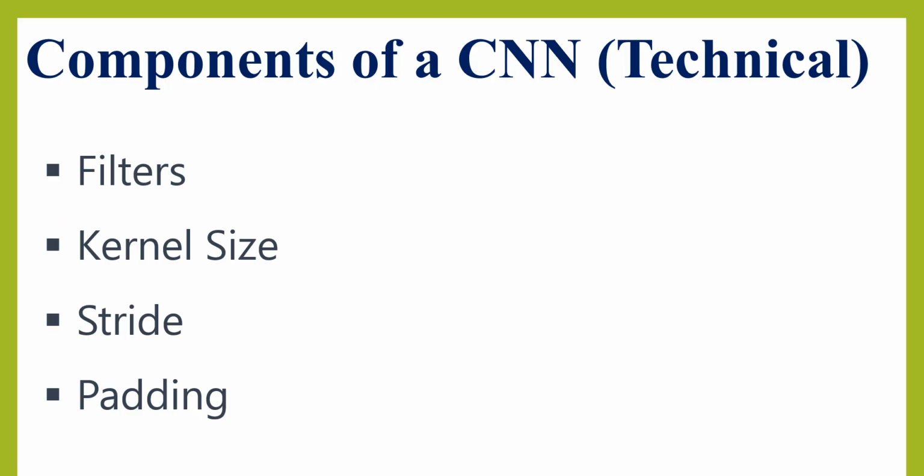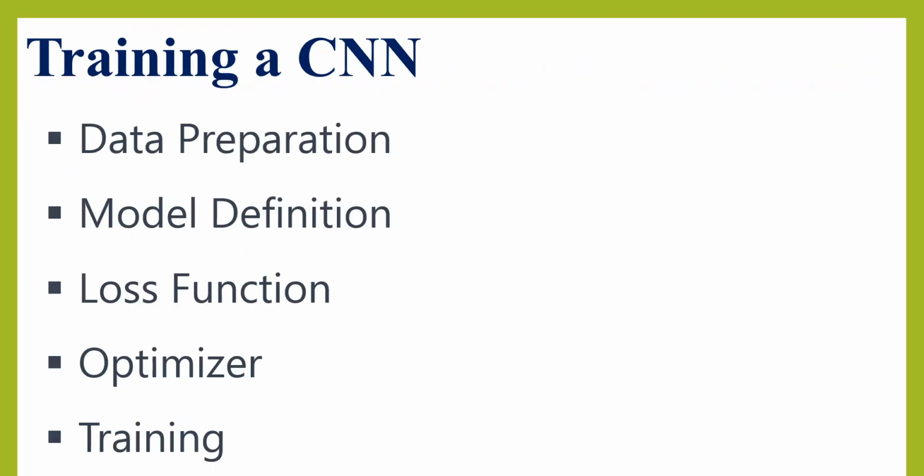And finally, padding refers to the process of adding zeros to the input image, allowing the filter to scan the entire image and reducing the effect of border pixels. Now, training a convolutional neural network involves data preparation, where the dataset is split into training, validation and testing sets.